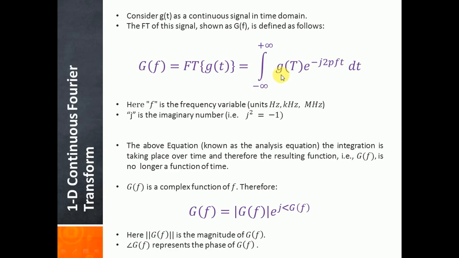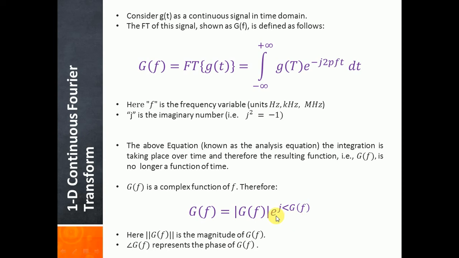This guy here is your Fourier transform of g(t). So you're integrating it with respect to the exponential. What you have at the end of this entire integration process is a complex function which has a magnitude and it has a phase.